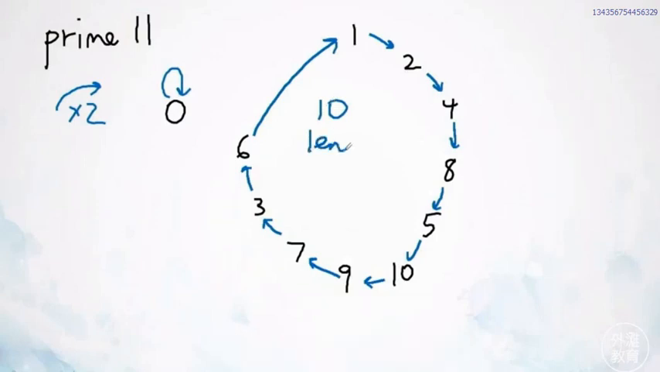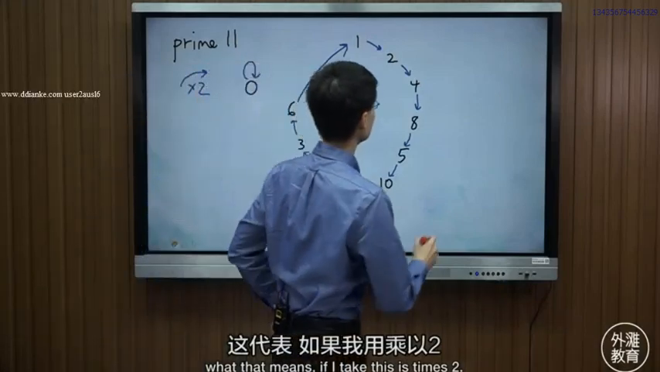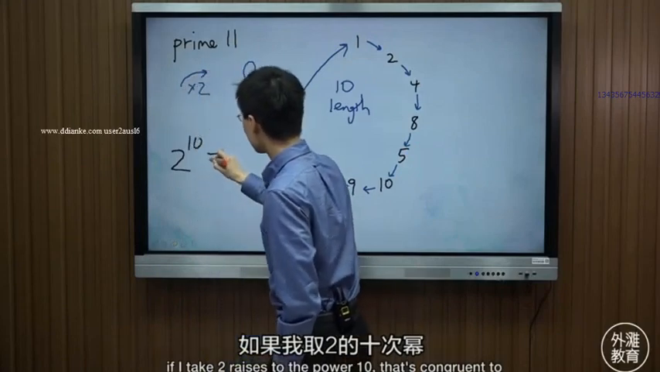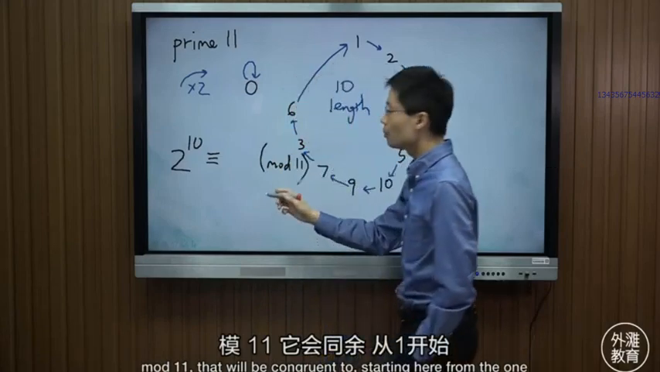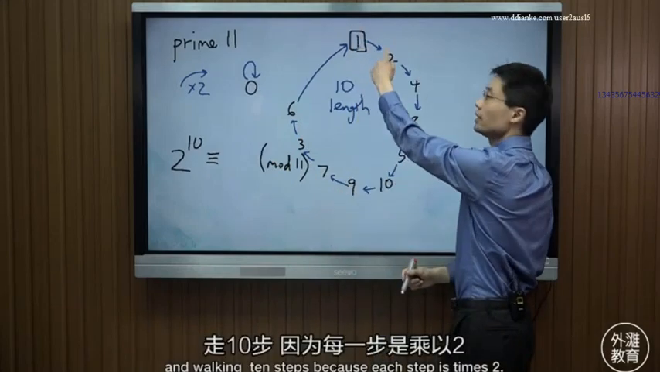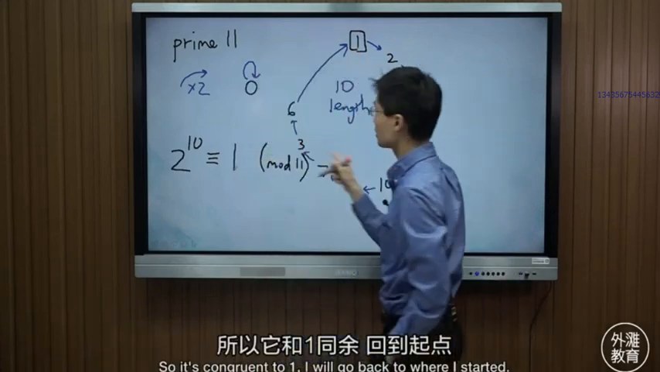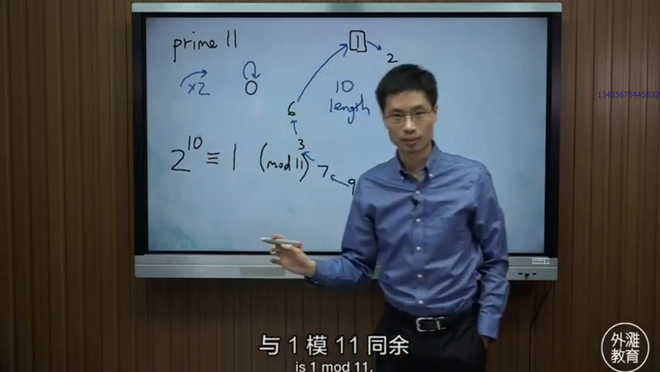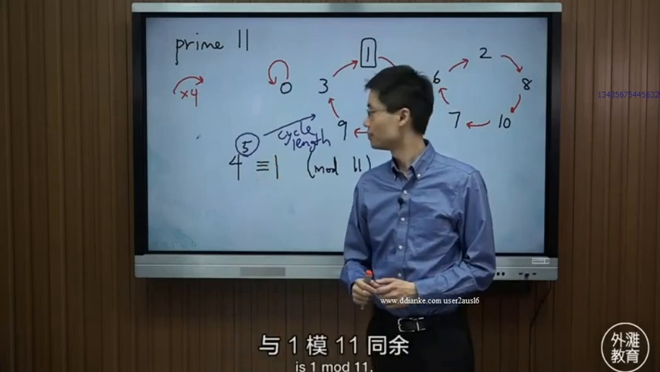10 length. What that means is that if I take 2 raised to the power 10, that's congruent to 1 mod 11. That will be congruent to starting here from the 1 and walking 10 steps, because each step is times 2. So it's congruent to 1. I'll go back to where I started. So now I've found that 2 to the 10 is 1 mod 11. I also have that 4 to the 5 is 1 mod 11.